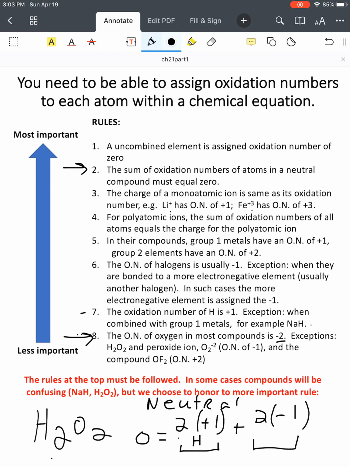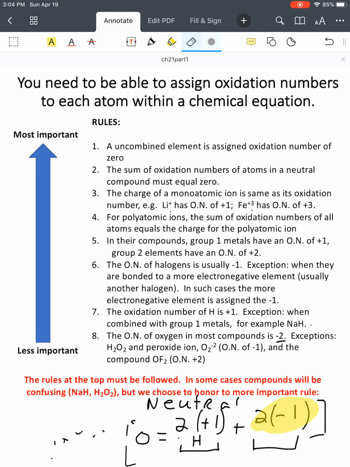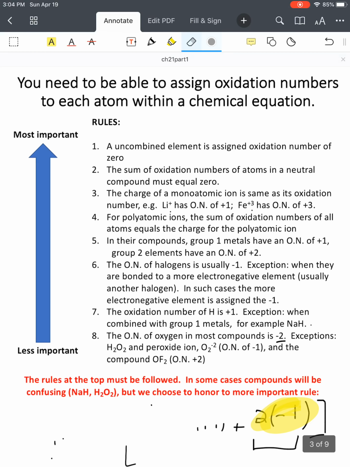So what gives, right? Well, to make this compound neutral, we have no choice. We have to assign the -1 to the oxygen because it's the least significant rule. It's rule number 8. And that's what we do to make it all work out, okay? All right, so not only do we have to remember these rules from top to bottom, because we need to remember which ones are important, we also need to remember how to apply them successfully, okay?